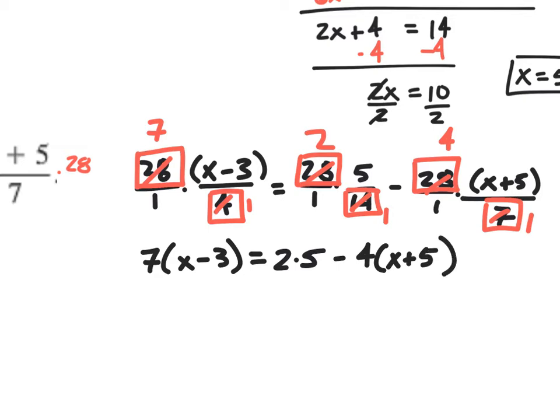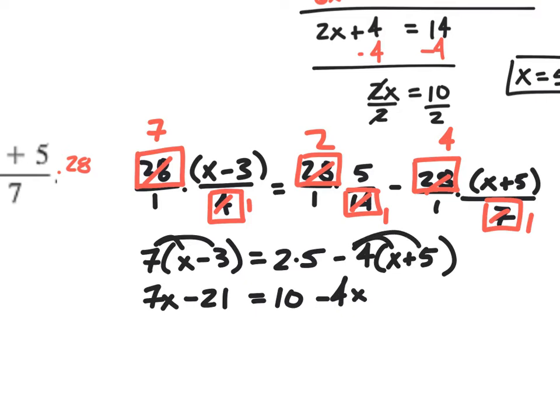And now we have something that we had in the previous example. So what I'm going to do now is distribute my 7. So I'm going to get 7x minus 21, and that's going to equal 10 minus 4x minus 20. Okay, so now I'm going to collect my like terms.